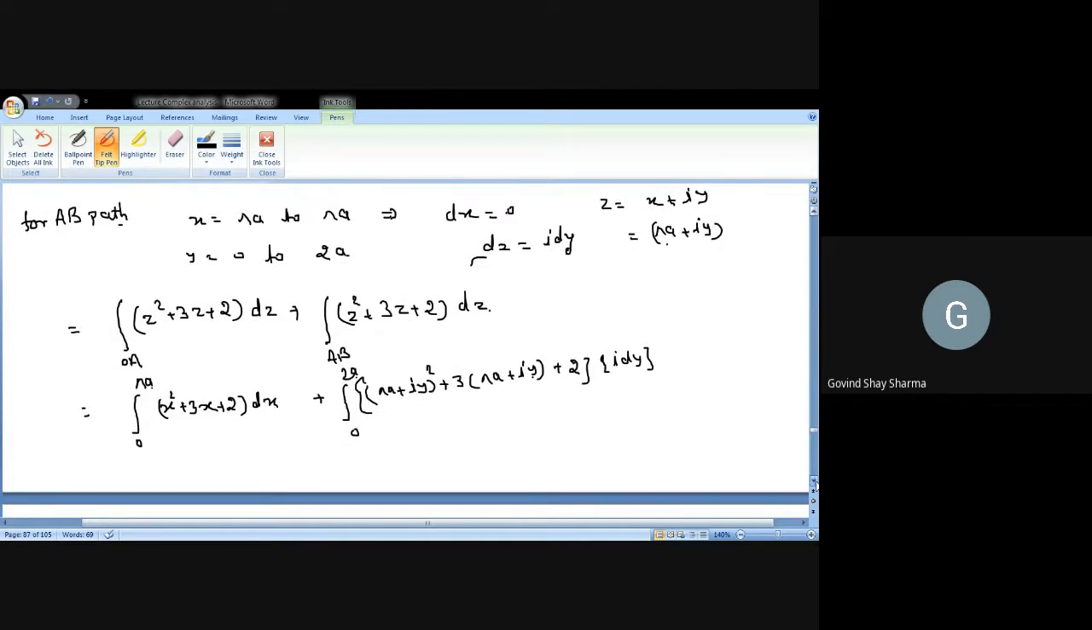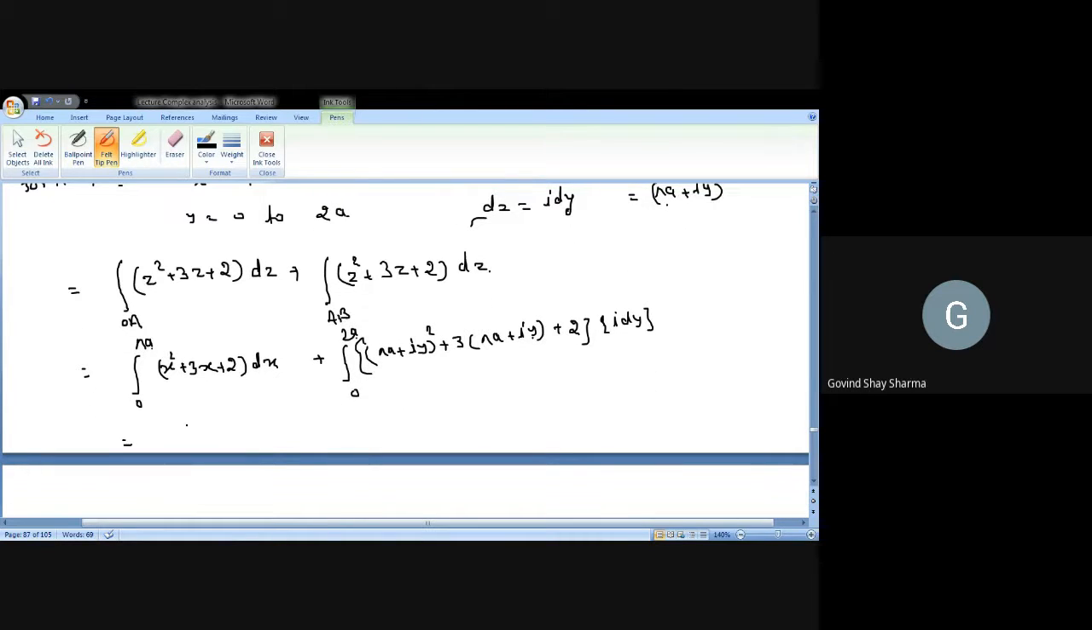Now this can be written as x cube by 3 plus 3x square by 2 plus 2x from 0 to pi a, plus the integral from 0 to 2a of pi square a square minus y square plus 2 iota pi a y plus 3 pi a plus 3 iota y plus 2, times iota dy.